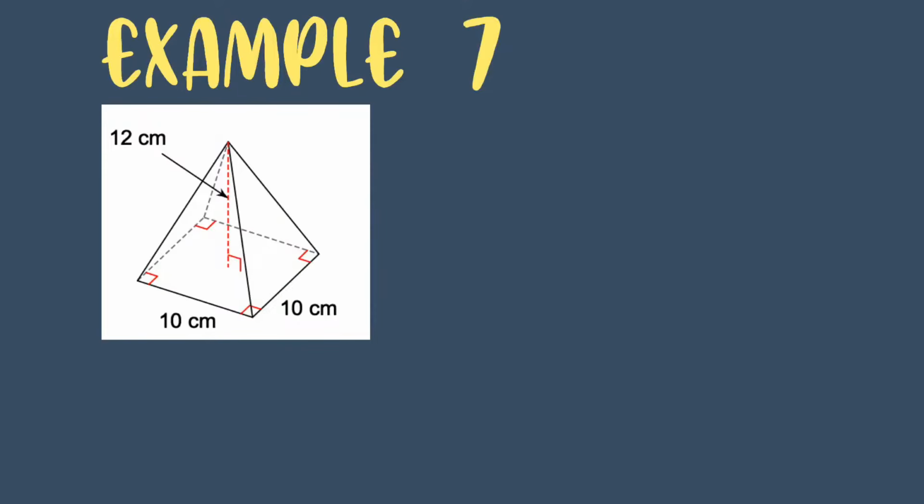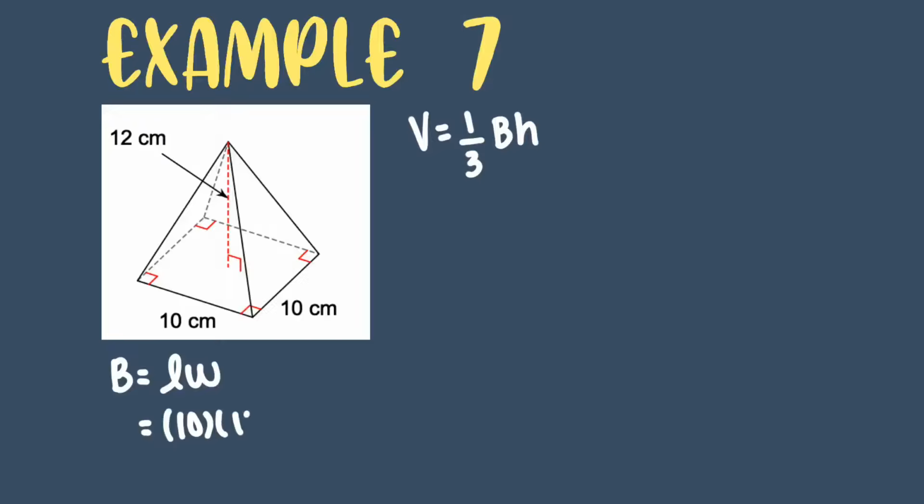So my formula is still 1/3 area of the base times the height of the pyramid. My area of the base is pretty simple here. It's length times width. So I'm going to take 10 times 10, and that's going to give me 100 for the area of my base. The second part is finding the height of the pyramid. So I start at the top of the pyramid, I drop down. It does make a right angle. So I know this 12 centimeters is my height of the pyramid.